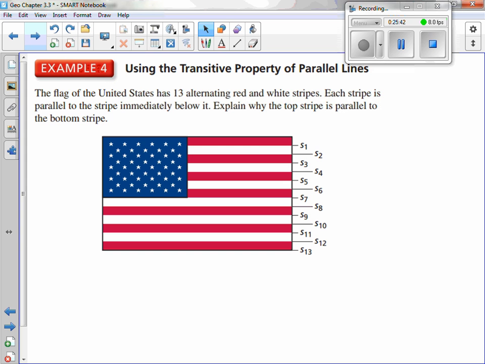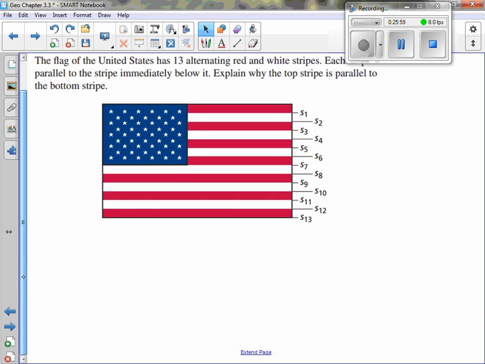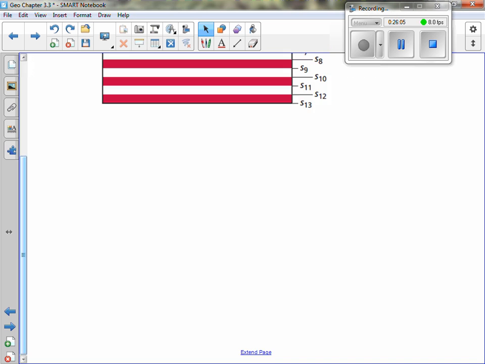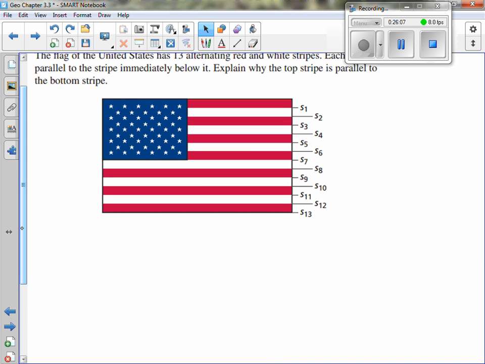Like I said, we're going to have a question with the flag. The United States flag has 13 alternating red and white stripes. Each stripe is parallel to the stripe immediately below it. Explain why the top stripe is parallel to the bottom stripe. Let's see if I can, there we go. So why would they be parallel? Because all parallel lines are parallel to each other, yes?